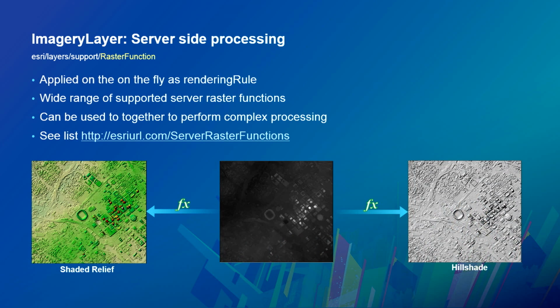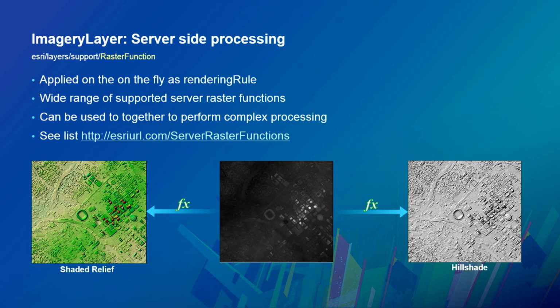The server-side processing on the imagery layer is available through the rendering rule property, and I can create a raster function object and attach that to my imagery layer. So whenever it draws, it will process that image on the fly and show me the processed image essentially. We have a huge list of server raster functions that are supported, and if you haven't seen this resource before, it's really essential to be able to work with your imagery.